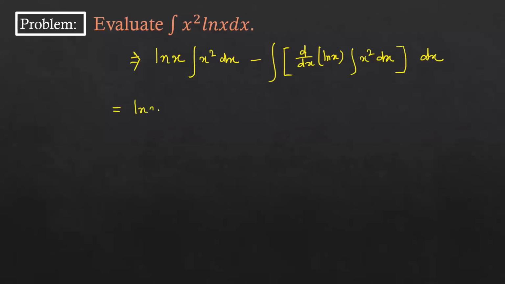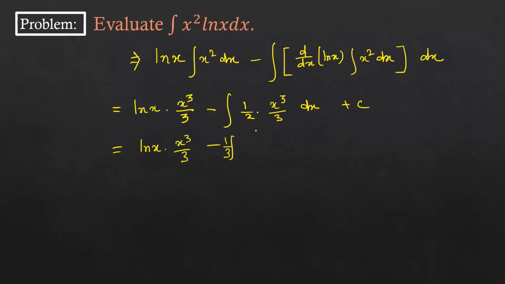That means you have ln of x into, here you have the integration of x squared, x cubed by 3. And minus the integration of the derivative of ln x, which is 1 by x, times x cubed by 3, dx, plus c again. So actually we have ln of x into x cubed by 3, and minus the integration, taking 1 by 3 outside, of x squared dx, and plus c.